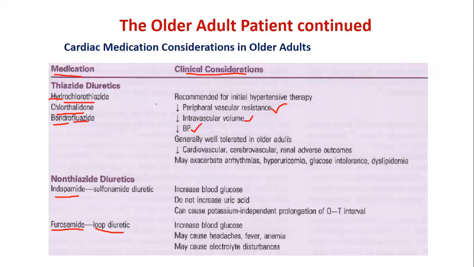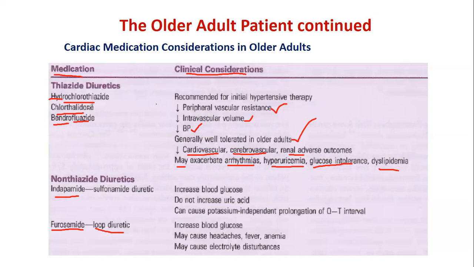Generally well tolerated in older adults and decreases cardiovascular, cerebrovascular, renal adverse outcome, and may exacerbate arrhythmias, hyperuricemia if patient has any, glucose intolerance, and dyslipidemia. Let me tell you something. The mechanism of action of thiazide: decrease peripheral resistance, decrease intravascular volume, and all of this leads to reduced blood pressure.